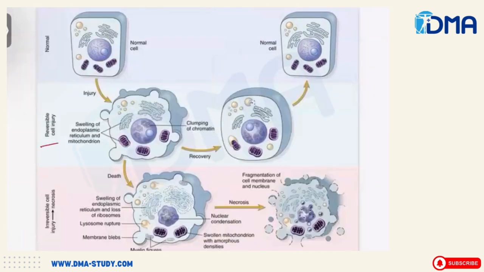So, in the reversible injury, I told you, right, there will be bleb formation. See, look at this. This is the bleb formation that is happening. So, once the bleb formation happens, they try to recover back to normal. If not, they'll end up inside the irreversible injury, where the nuclear components are also degraded, thereby causing necrosis of the particular tissue.